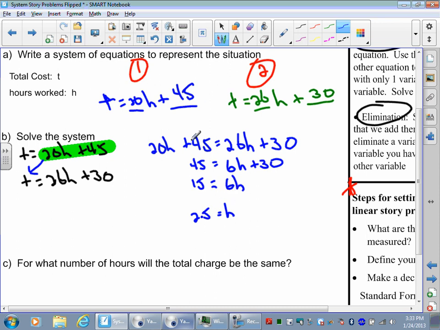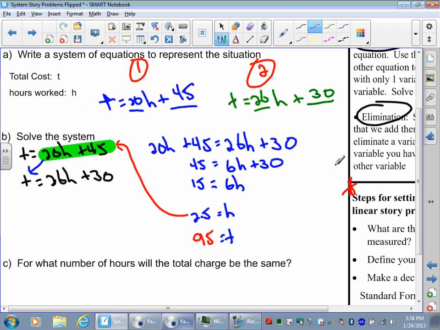Now, I haven't solved the system completely yet. When h is 2.5, I need to find out what t is. Well, I can take that piece of information and put it right in here. So 20 times 2.5. Well, 20 times 2 is 40, and 20 times a half is another 10. So that gives us 50. 50 plus 45 is 95.